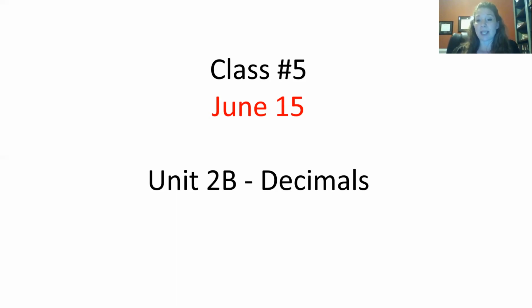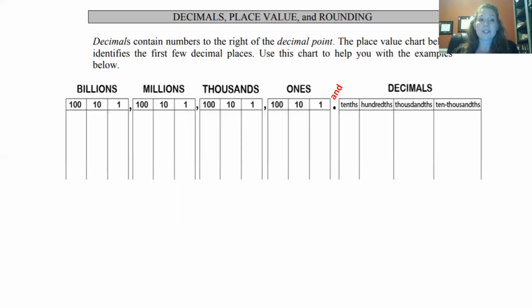Tonight we're going to talk about decimals. Last class, the first half of Unit 2 is about fractions, and then the second half is about decimals. So let's just jump right in. The first thing on the agenda is reminding you how to properly read a number when it has decimals, when it has numbers to the right of the decimal point. Right here it says decimals contain numbers to the right of the decimal point. The place value chart below identifies the first few decimal places. Use this chart to help you with the examples below.